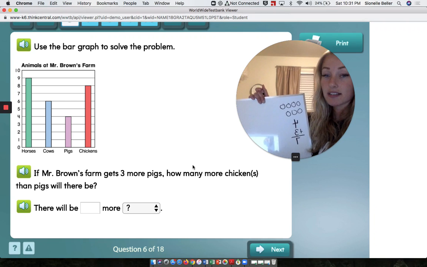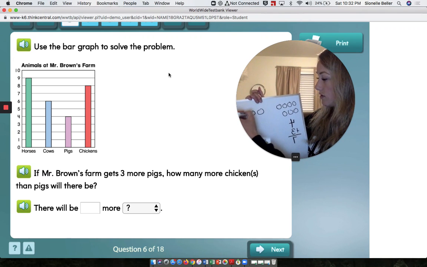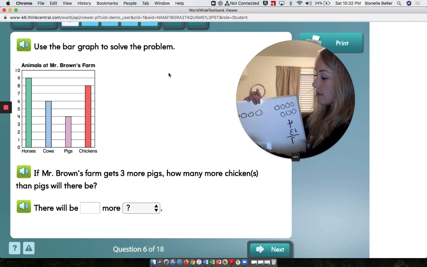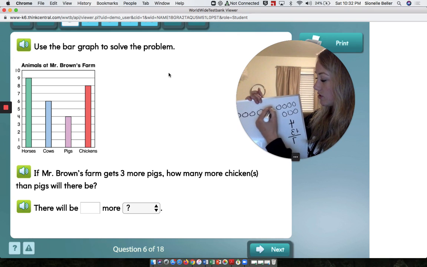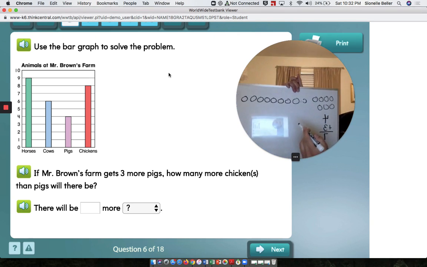The question is, how many more chickens than pigs will there be? So we have to look at our graph again. Chickens, it says that there are 8 chickens. So let's draw 8 chickens. 1, 2, 3, 4, 5, 6, 7, 8. These are chickens, so I'm going to put a C. Okay, so there's 8, can you see that?